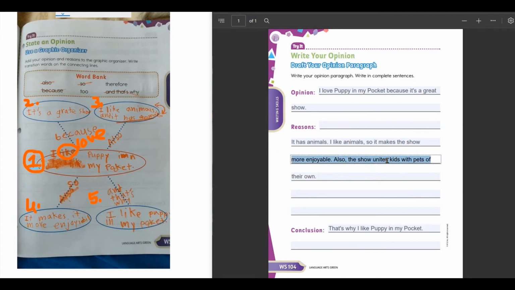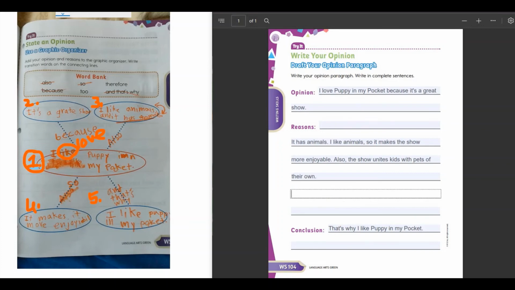Here the word "unites" means bring together. Oops, I'm trying to highlight just "unites." Okay. The word here "unites" means bring together. So the show brings kids together with pets of their own. They get to have their own pets in the show, right? So here, instead of "unites," you could write "brings kids together with pets of their own." But "unites" is a way in one word you can summarize exactly what you're trying to say instead of saying "bring together." Okay. So yeah, there you go. Now you have 1, 2, 3, 4, 5 sentences. Okay. All right. So that's your draft for your opinion paragraph.